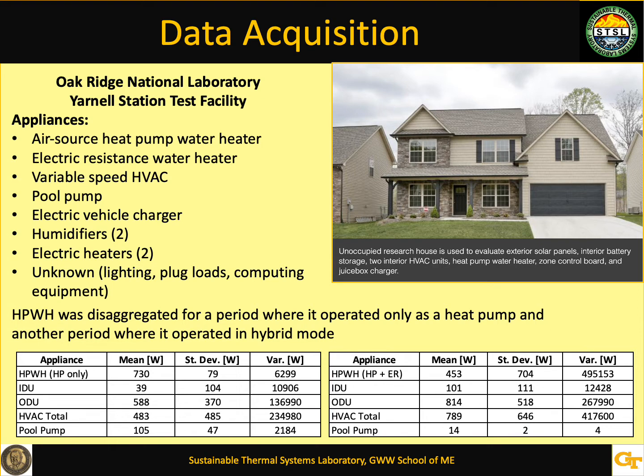Some characteristics of the power traces of the loads present in the house are provided in these 2 tables. Here, IDU corresponds to the indoor unit of the HVAC system, and ODU corresponds to the outdoor unit. We can see that the mean and the variance of the heat pump water heater vary significantly between the 2 cases, and that the HVAC outdoor unit is introducing a significant amount of variance into the main signal.